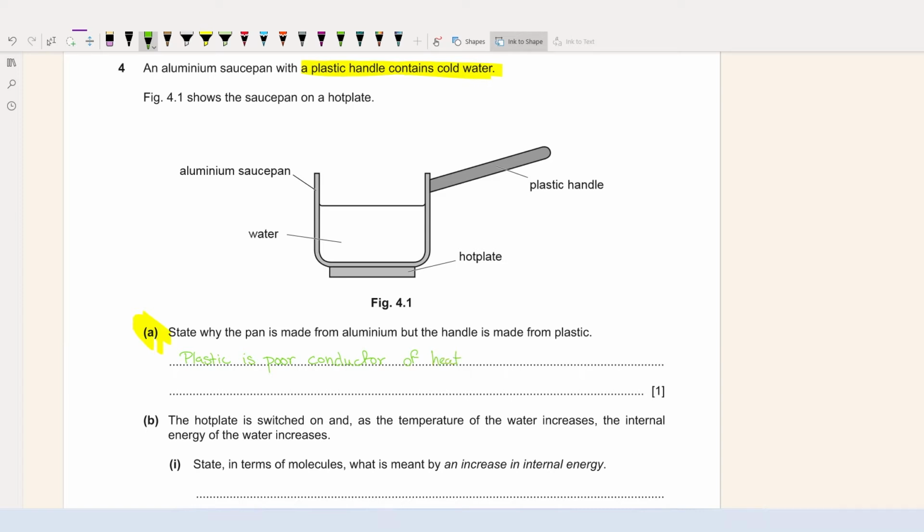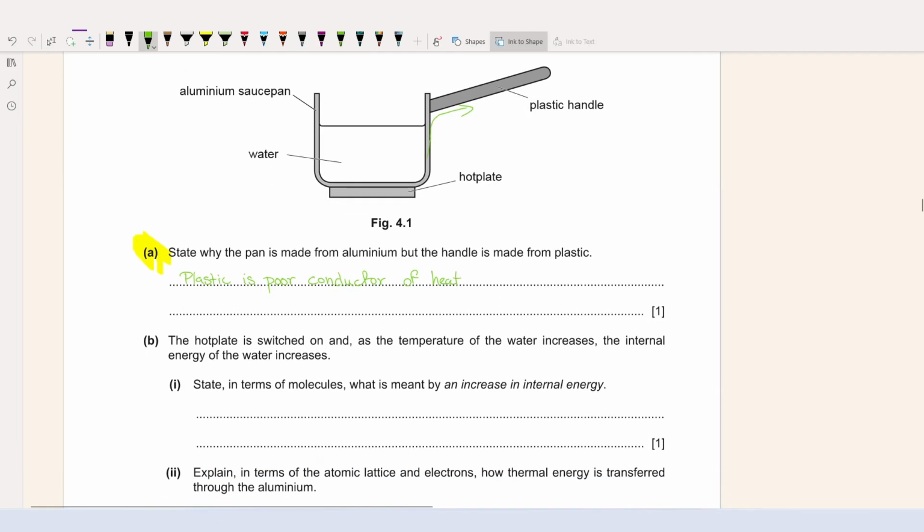When you're boiling something or if the stove is turned on, what will happen if this is not plastic and made of aluminum? The heat will transfer into the handle, and when you hold it, you'll get burned. So that's why the handle is made of plastic, so that you don't get burned.